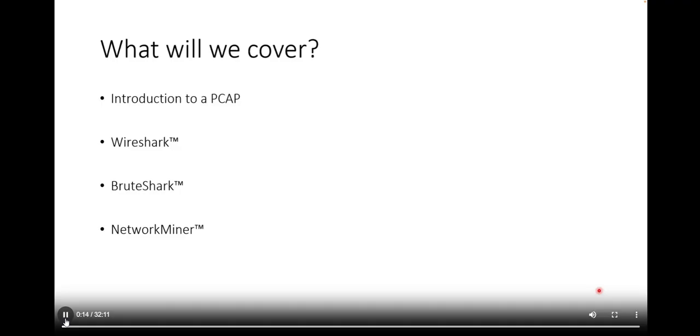What will we cover? We're going to talk about a PCAP in general. Then we'll touch on a few protocol analyzer tools that are open source. They don't cost you anything directly: Wireshark, BruteShark, Network Miner. Our goal is to take a high-level look at the sample PCAP generated by the ISA labs and introduce you to three protocol analyzer tools.